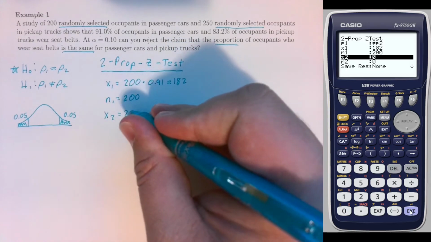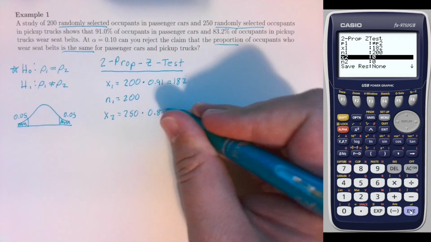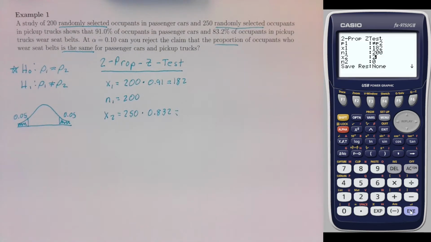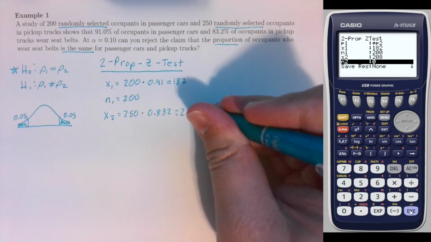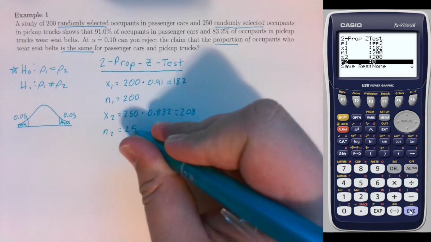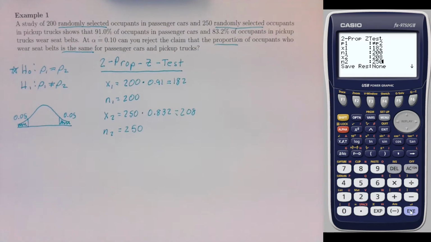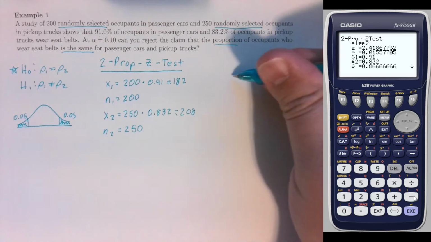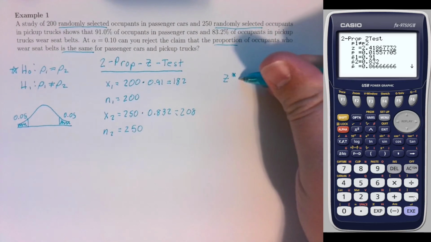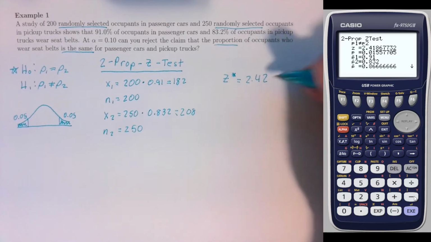X2 is 250 times 0.832, which is 208. And N2 is 250. We can skip the save result and execute. And we get a test statistic, or Z star, of 2.42.